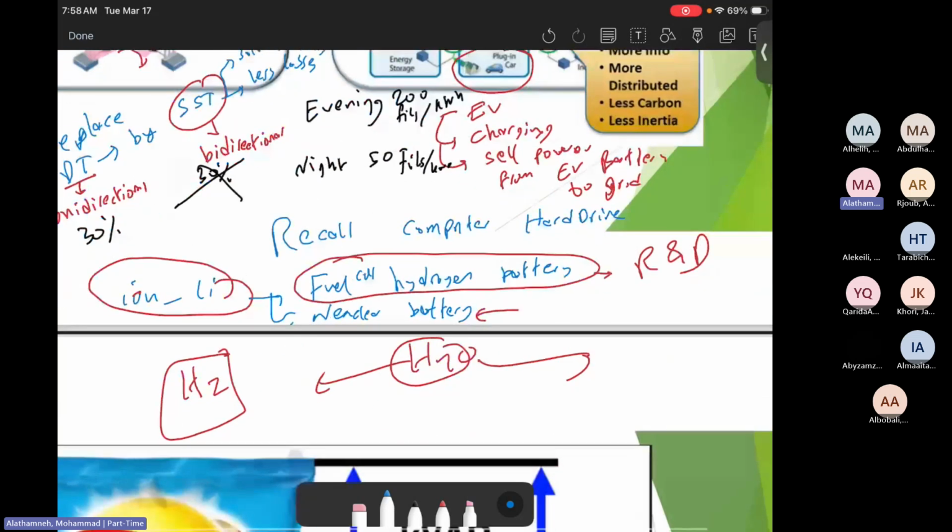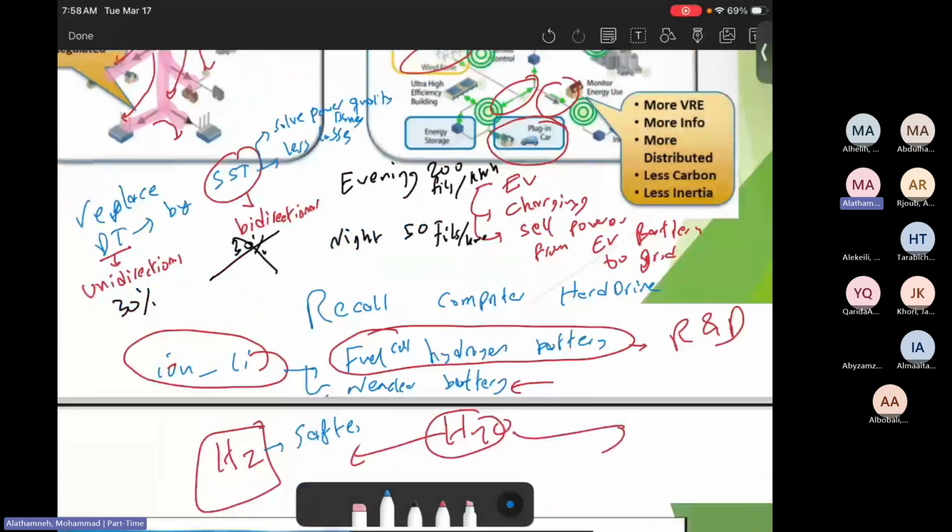How can we do that safely? In order to make it safer, one of the options is an airbag.